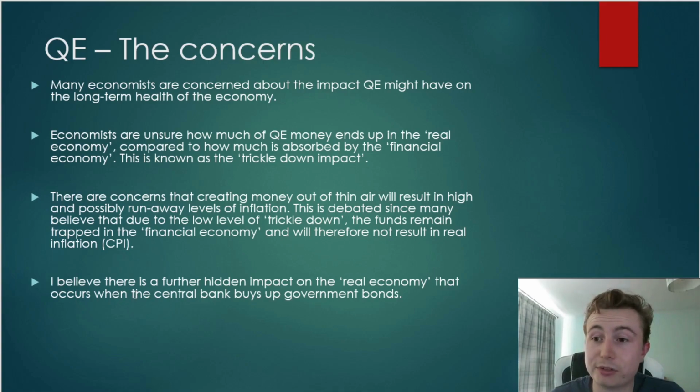So I believe there is a further hidden impact on the real economy that occurs when the central bank buys up government bonds. So from a very high level point of view, I'll share this thought with you, but essentially the main asset that the central banks buy when they conduct QE is government bonds. Now, hang on a minute, if the government controls the central bank and then they buy government debt, then essentially they're buying their own debt. And you think, how does that work? They're essentially buying money that they owe to themselves.